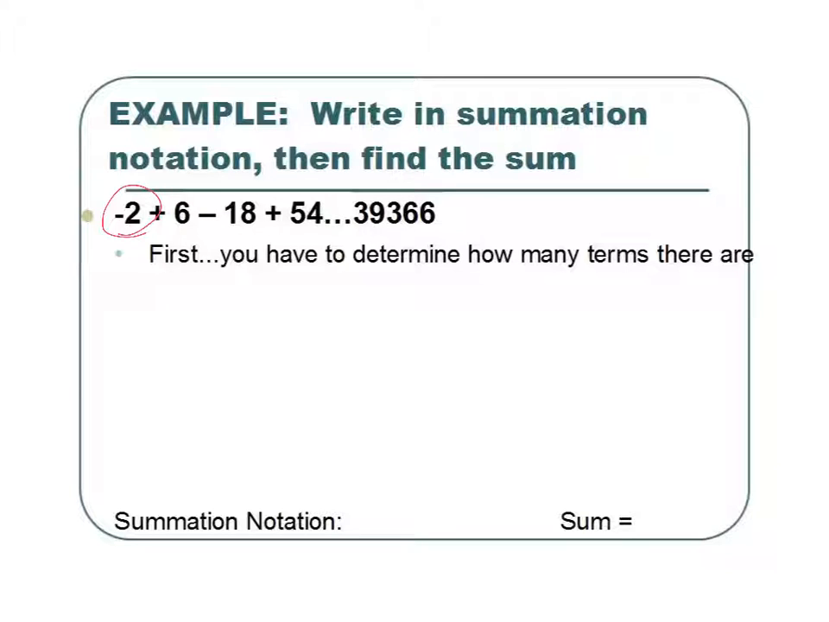We could figure that out. Let's look at what we're multiplying by. To get from a -2 to a 6, or from a 6 to a -18, it appears that our common ratio would be a -3. What we don't know, however, is how many terms there are.